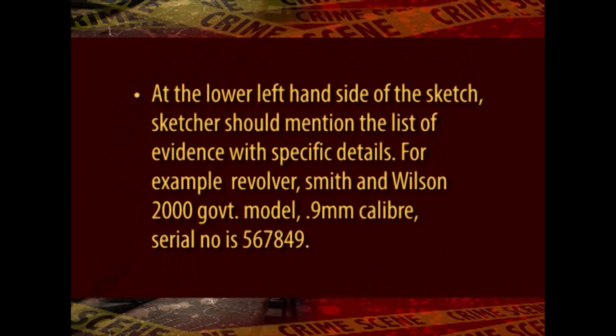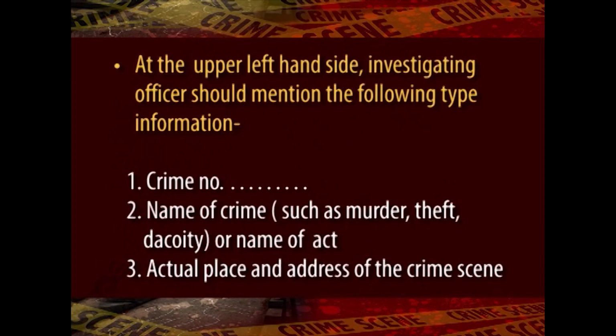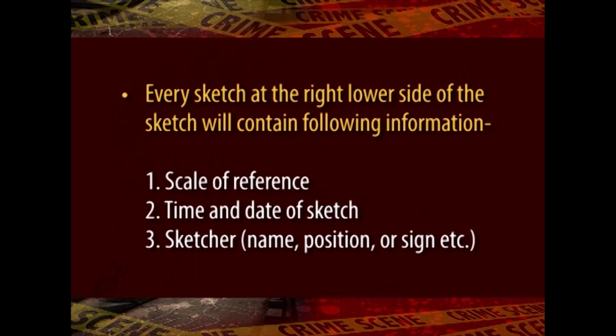For example, revolver, Smith & Wesson 2000 government model, .9 mm caliber, serial number 567849. At the upper left hand side, the investigating officer should mention the following type of information, that is, crime number, name of crime such as murder, theft, dacoity, or name of the act. Third, actual place and address of the crime scene. Every sketch at the right lower side will contain the following information: scale of reference, time and date of sketch, sketcher's name, position and sign.